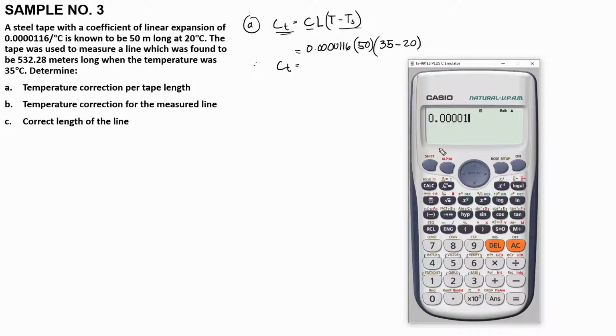So, 0.0000116 times 50, multiplied by the difference which is 15, right? 35 minus 20. So, per 50 meter tape length, the correction is 0.0087 meters. So, every 50 meters, this is its error.